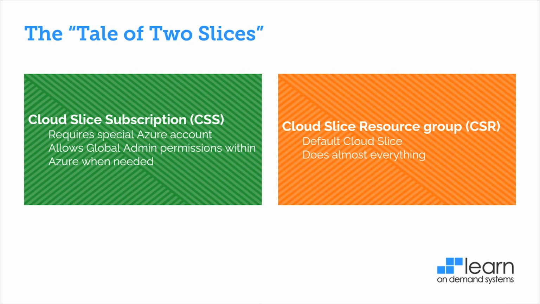Now, the more common type, and the type we're going to talk about today, is the orange one, which is CloudSlice Resource Group, or CSR. This is the default CloudSlice, and it does almost everything. There are a few things that it can't do, like I said, when you talk about billing and setting up subscription global admin. It can't do that. One of the other things that it can't do is you can't give somebody a resource group and a user within that and then have them set up a resource group. So if what you're trying to teach them is how to set up a resource group, you have to have the CloudSlice Subscription.